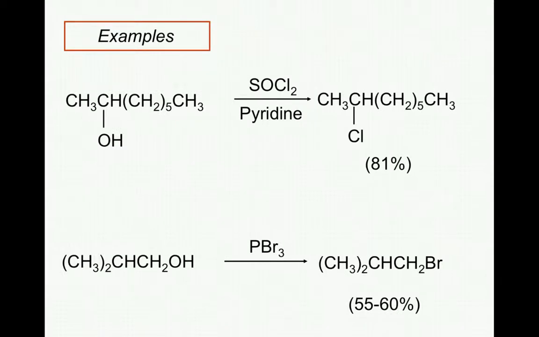On this slide are two examples of the use of thionyl chloride and phosphorus tribromide. Note that the products are exactly what we would anticipate from the previous slide. An alcohol plus thionyl chloride replaces the OH group with the chlorine. An alcohol plus phosphorus tribromide replaces the alcohol group with a bromide. Again, you don't need to know the mechanism for these two reactions, but you do need to know the reagents necessary to complete these conversions.